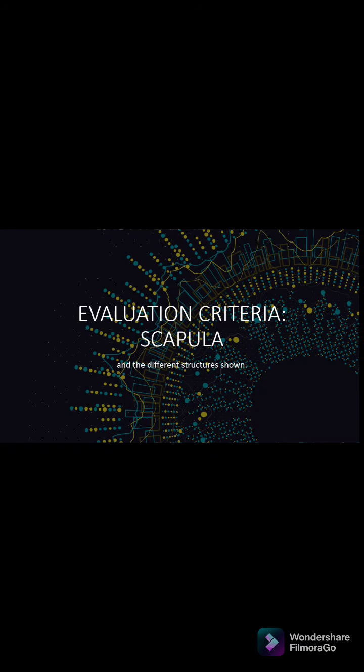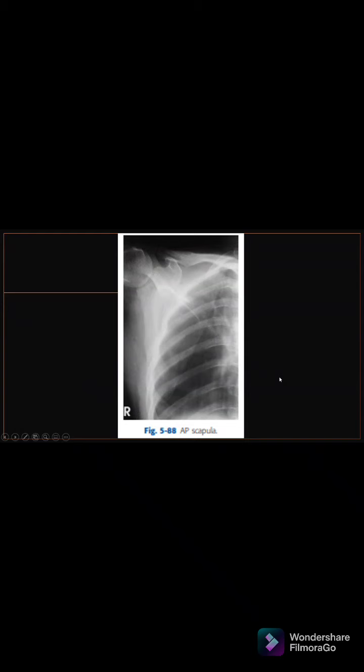And lastly is the evaluation criteria for the scapula. So, first, mauna tayo sa different structures shown. So, we can see here, this is the clavicle. Ito banda, along the acromial end, the clavicle. Itong kanyang shaft. And this is the coracoid process. You can also see dito banda an outline of the glenoid cavity being superimposed by the humeral head.